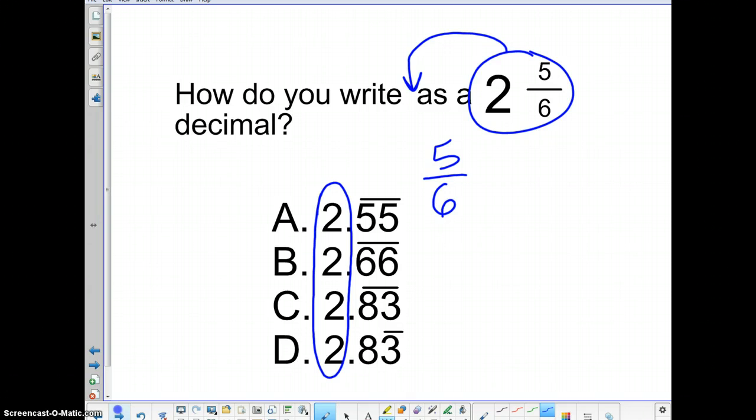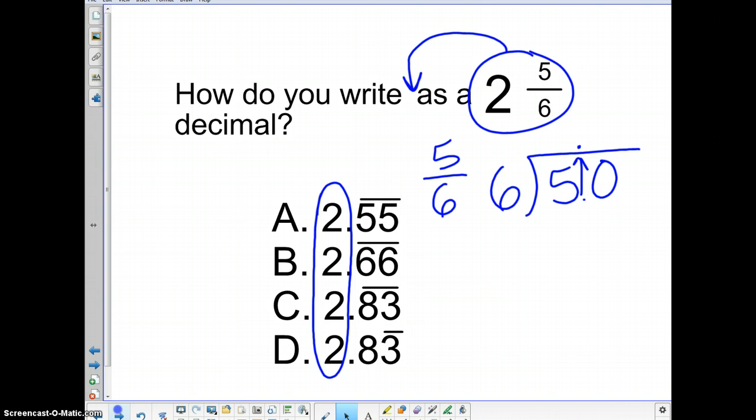Okay, so we gotta draw our house. 5 goes on the inside, 6 goes on the outside. Have to draw our 0, bring up our decimal. Okay, you should do this every time. We have not done any math. It should be rather easy as long as you're not lazy. Okay, 6 on the outside, 5 on the inside, move the decimal up.